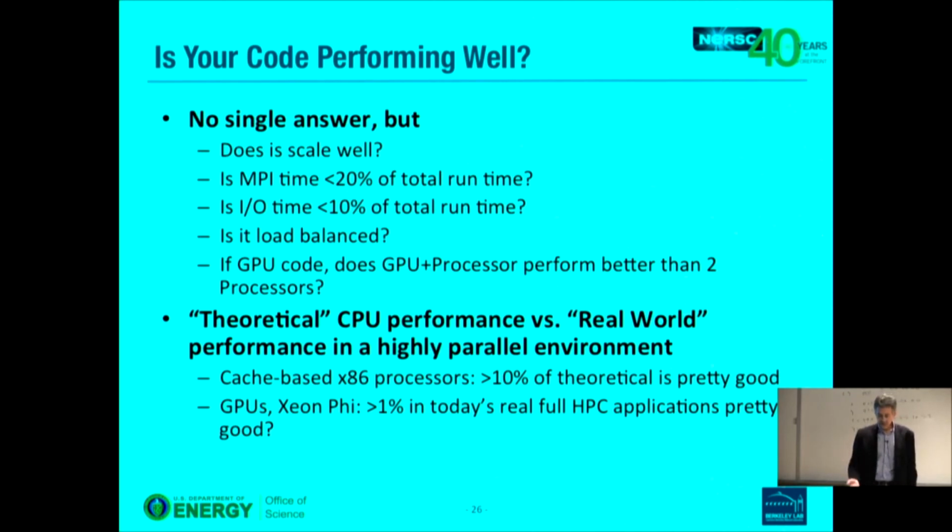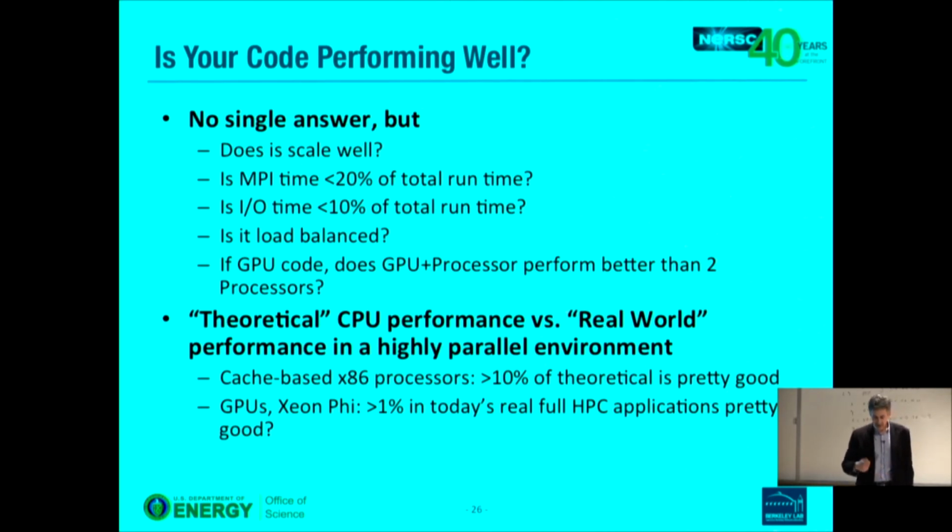So these numbers are kind of pulled out of experience and what people seem to tolerate in their codes in general for these values. But there's no right or wrong answer. If all you have to do is I/O, then 99% of your time might be I/O. Is it load balanced? Is one task spending a lot of time doing something and all the other ones waiting?